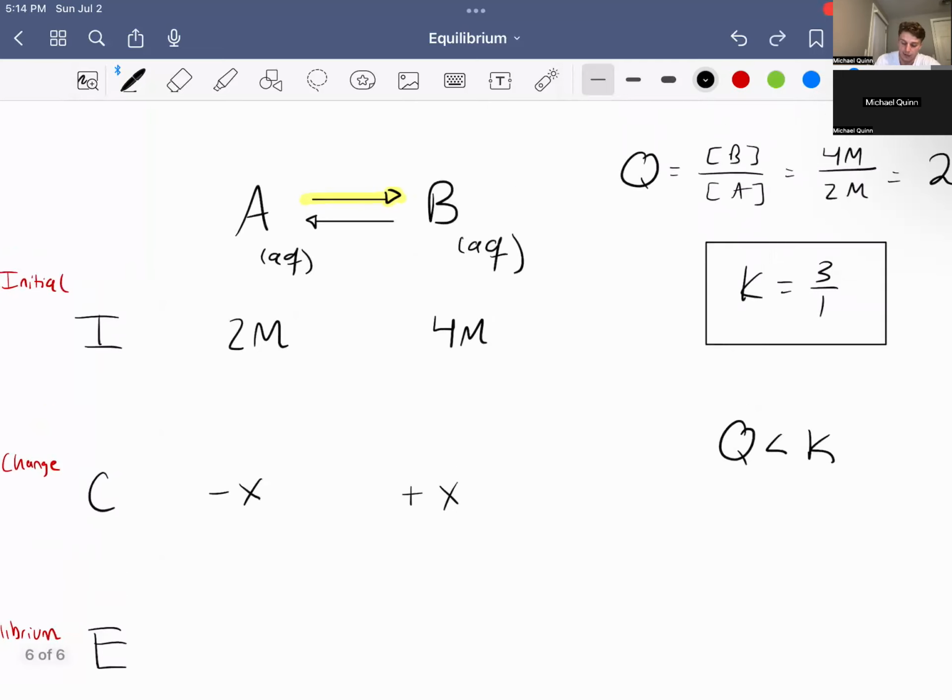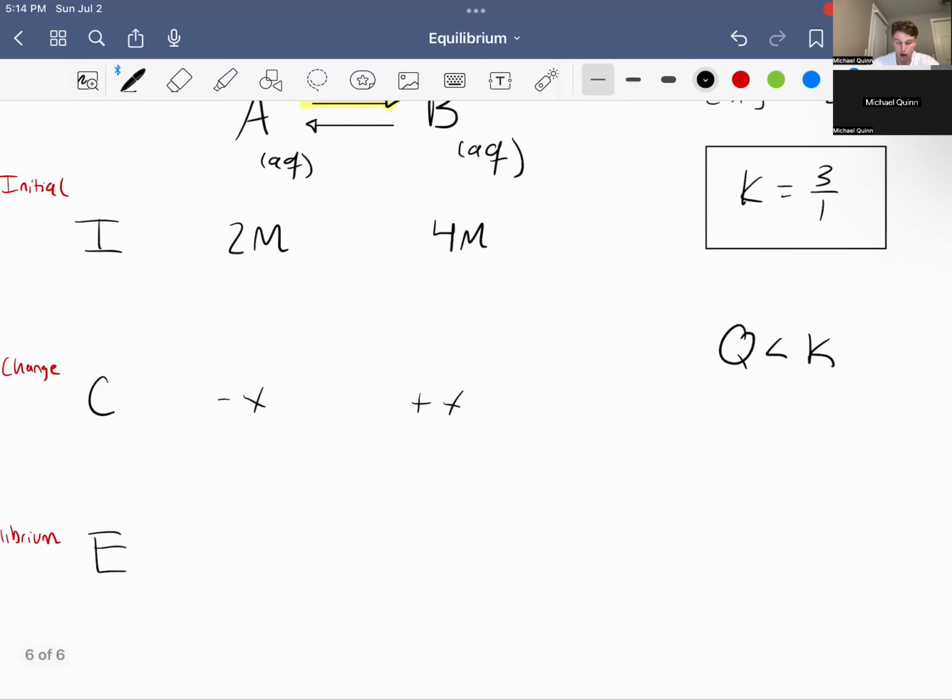Now, we need to be really careful to remember our coefficients. If these coefficients were 2, this would be minus 2x, and if this was 2, this would be plus 2x. Any coefficient you have has to be put in front of that x value, meaning every time you run this reaction, it would be minus double that. But because I started this reaction with just 1-to-1, which we'll keep for this example, we can just call this minus x and plus x. We can think of it as a 1-to-1 ratio.